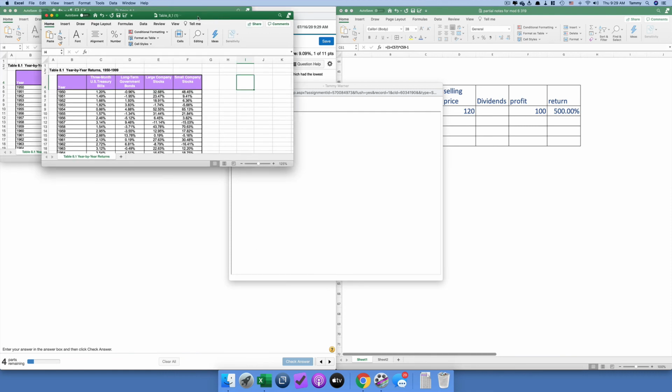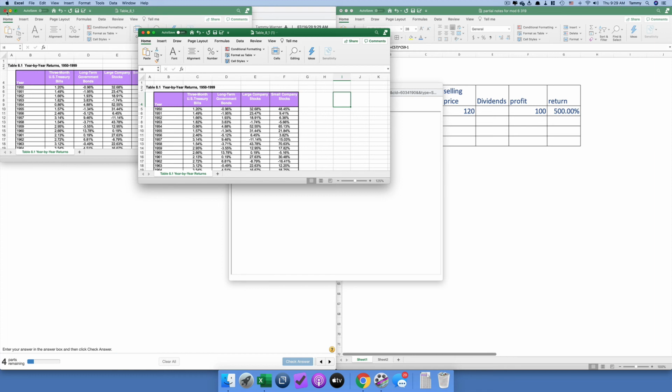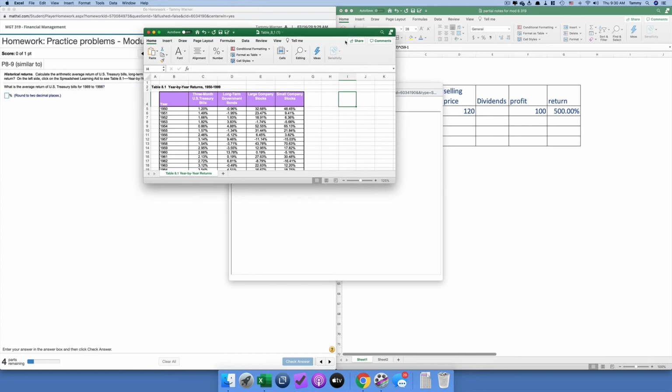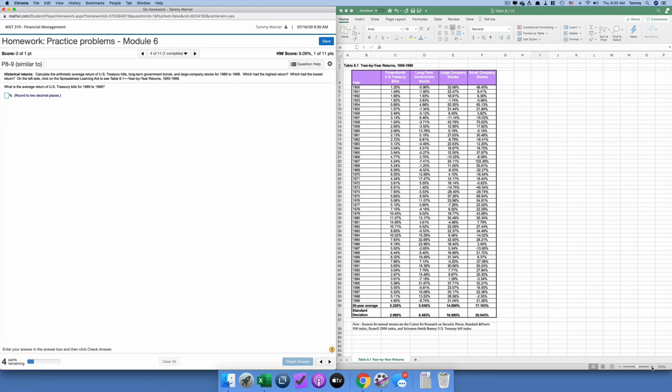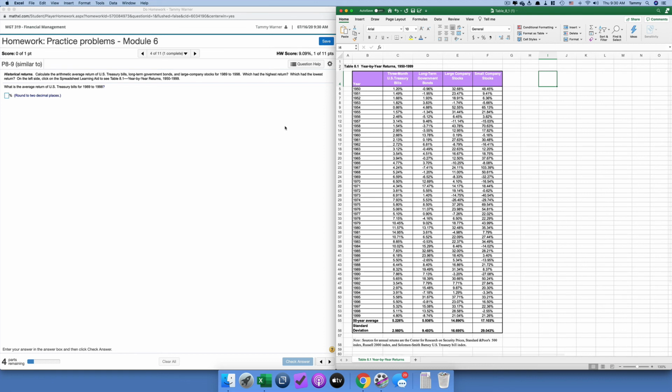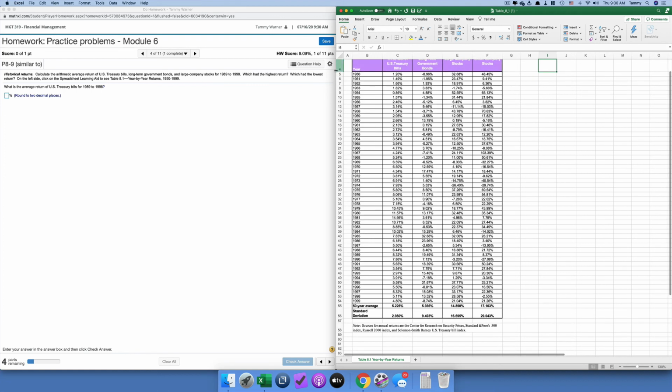All right, so here we are. We now have multiple new tables. I don't know what that was about, but we have what we need. So I'm going to put this over on the right-hand side. I'm going to close this other pop-up. Make it big enough for you to see what I'm doing. And so they are asking for the average from 1989 to 1998. So I tell you what, let's just calculate all of these right over here.